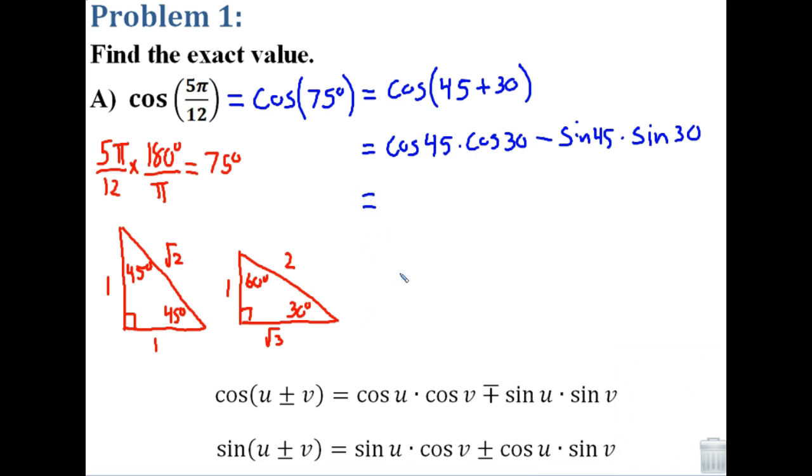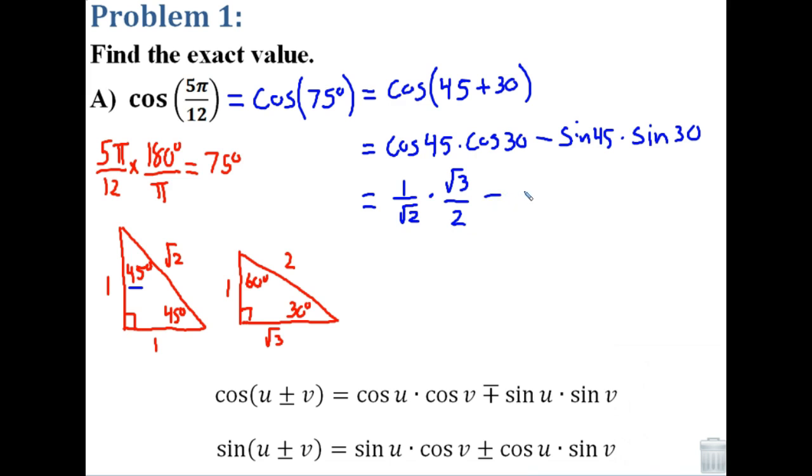Now we're back to our first trig chapter, basically lesson 1 of trig. Okay, cosine of 45, we take a 45-degree angle. Cosine is adjacent over hypotenuse, so we'll say that's equal to 1 over root 2, times the cosine of 30. Again, cosine is adjacent over hypotenuse, so we'll go root 3 over 2.